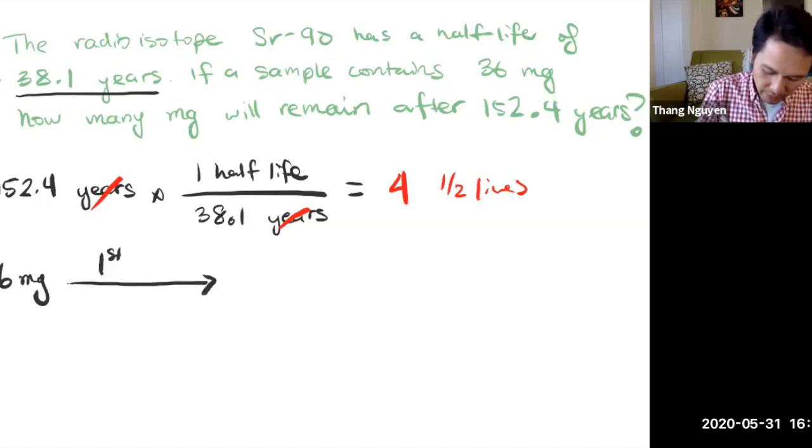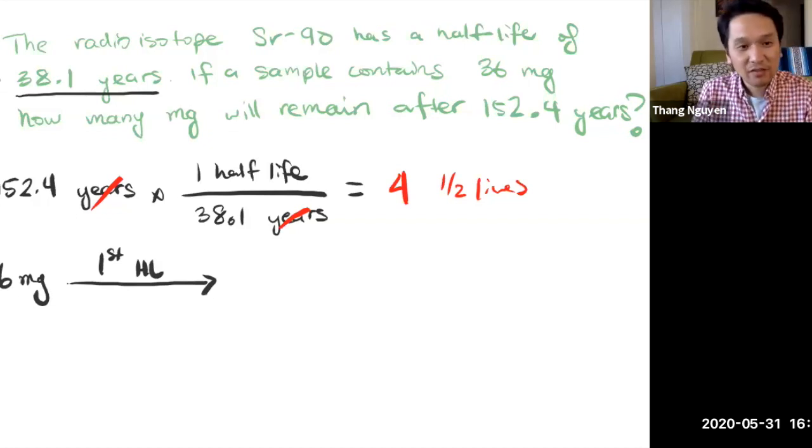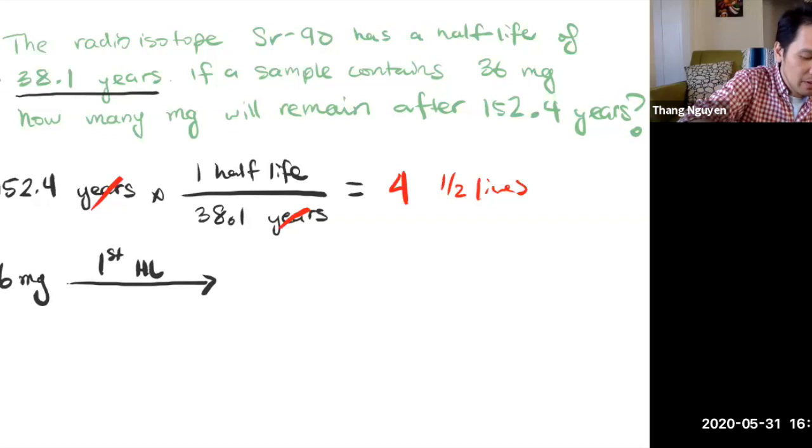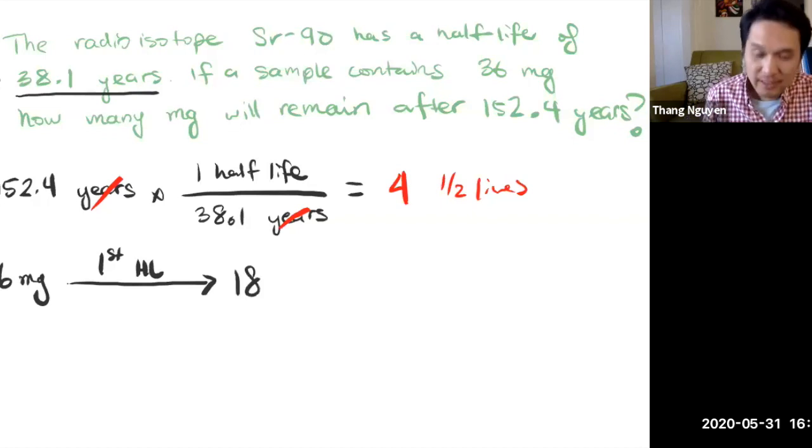If we start at the original amount of 36 milligrams, we say to ourselves, after the first half-life, I'm going to abbreviate it as HL now. After the first half-life, how many is left? Remember, by definition, half-life means it's just half the amount. So you take 36 divided by 2 is your half, right? 18 milligrams are left. Okay, again, we need to do that 4 times.